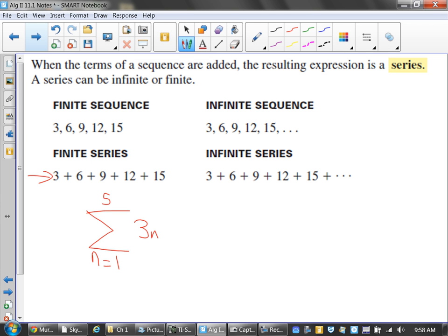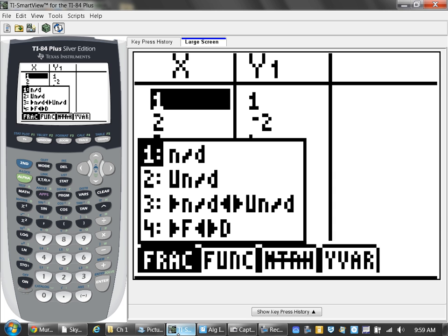Well, what happens if there's 25 terms? 35 terms? You would cry, wouldn't you? Probably. What if I told you there's a button for this? Button? Yeah, there is. So let me show you how you use sigma notation.